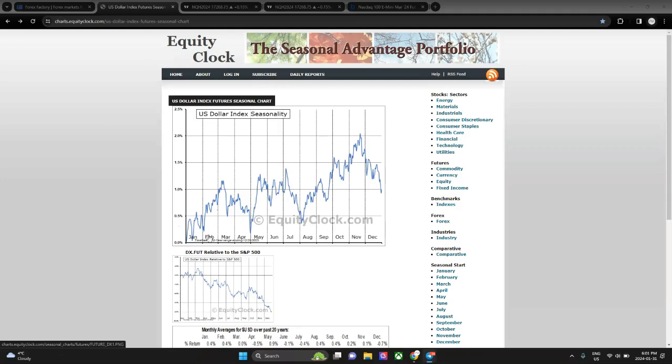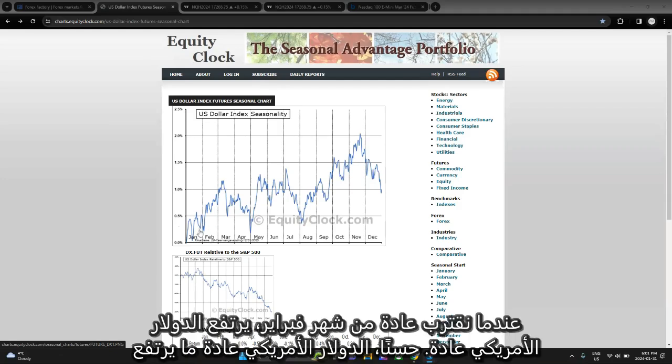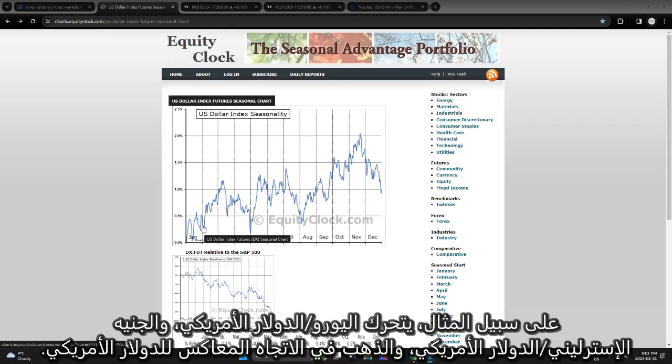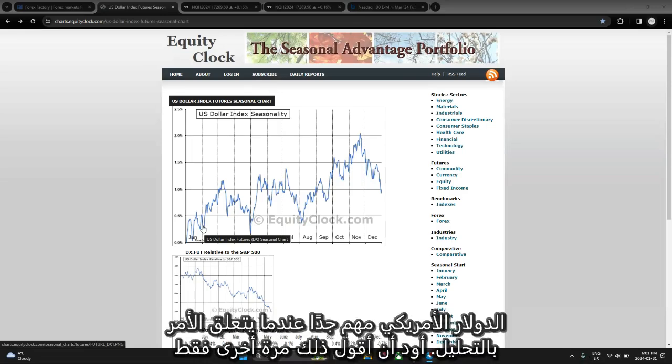So, for example, you can see that when we usually get close to February, the US dollar usually rallies. Well, the US dollar usually rallies throughout February, right? And due to the fact that the index futures and currencies such as EURUSD, GBPUSD, gold, for example, move in the opposite direction of the US dollar, the US dollar is very important when it comes to analysis. I just got to say that again, right?